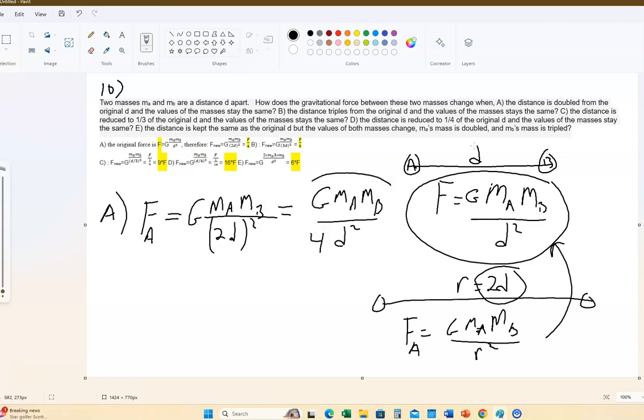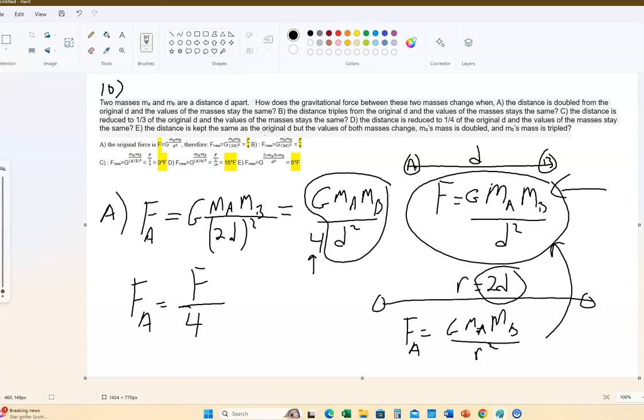But this right here is my original force. That's what this is. And so force A is equal to the original force, we'll call it F, divided by 4, because there's the 4 right there. So in other words, when you doubled the distance, the force went down by a factor of 4. And you can keep doing this with the other situations. In situation B, what would happen if you tripled the distance?